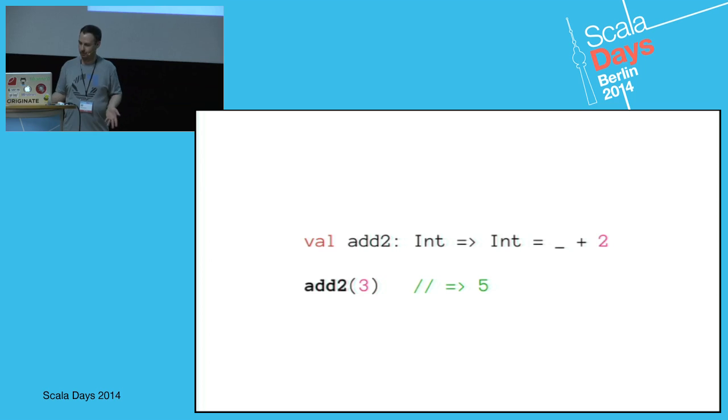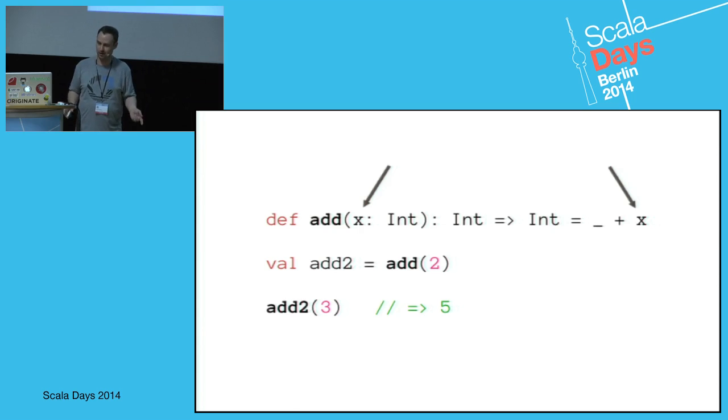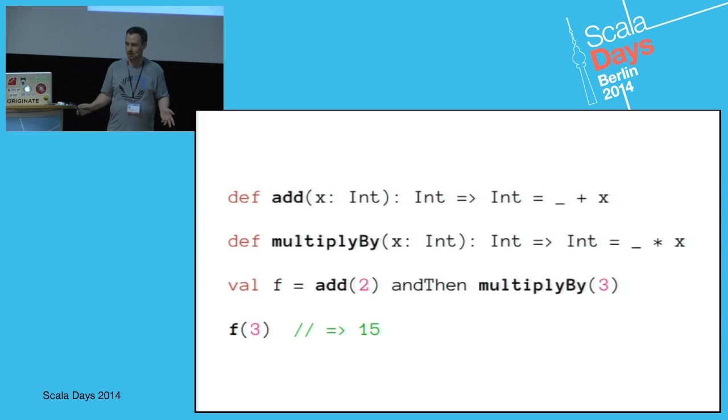And then we can also write it with the shortcut syntax. And you apply it to a value, and you get the result. You can also create functions from methods. In this case, we have a method add that closes over an x argument and returns a function that adds x to its argument. And then we can create our add2 function using this method, and then it works the same way.